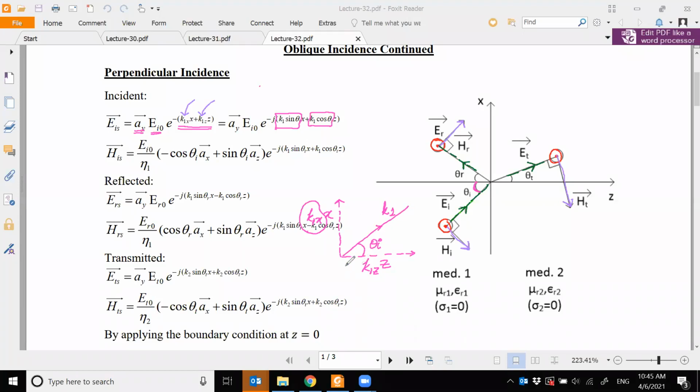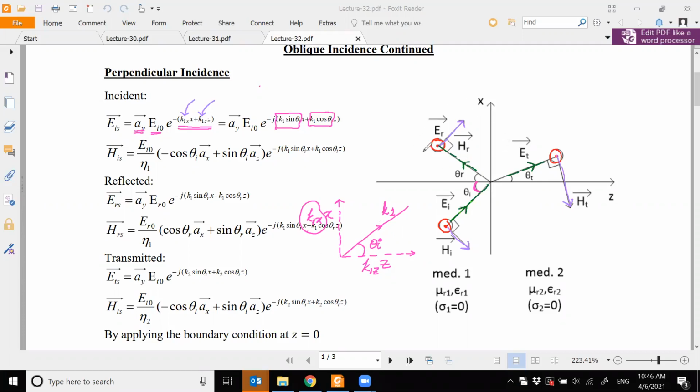Okay, then this is its X component, this is its Z component. So the Z component will be K1 times cosine, and its X component will be K1 times sine, and this is X and this is Z. Got it? So this is for the incident.